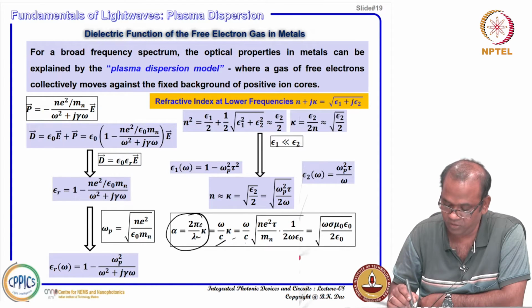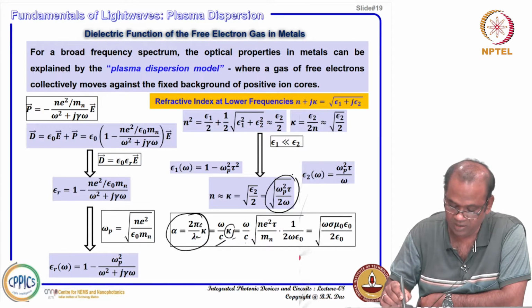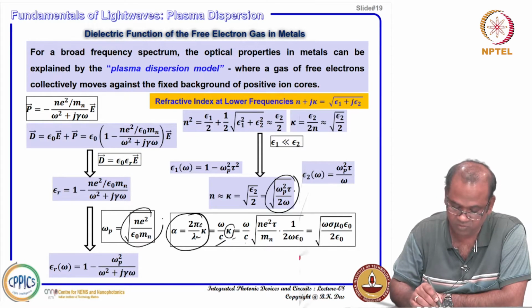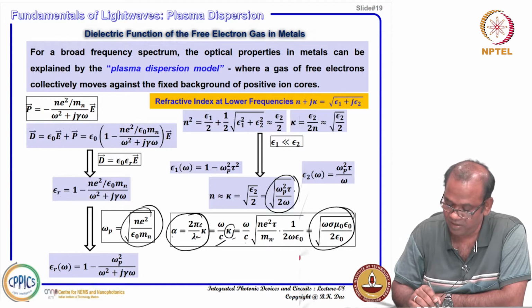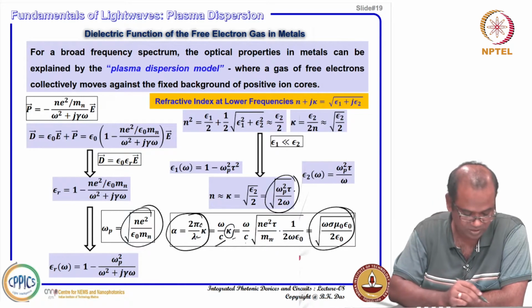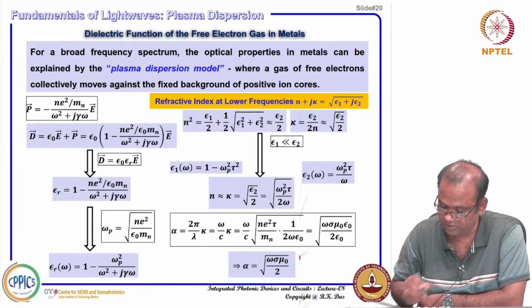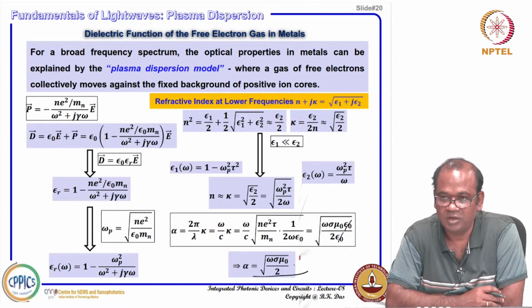What have we put? Omega by c times kappa equals this one, and the omega p expression is this one, omega p square. If I just put it down, what do I get? I get a very nice equation. So, the alpha expression is reduced to this one. Let us simplify, what you get here is this one. So, mu 0 epsilon 0, epsilon 0 cancels. So, omega sigma mu 0 by 2, that is alpha.